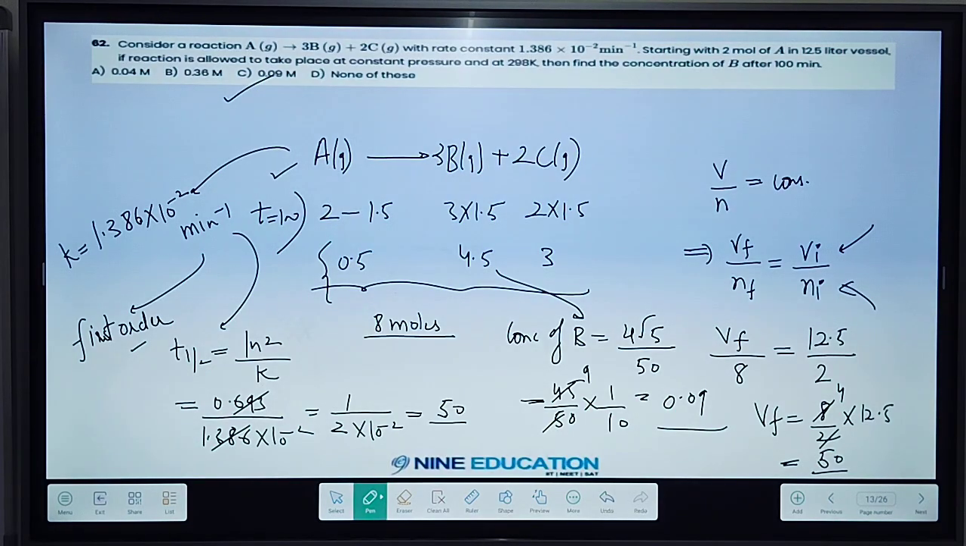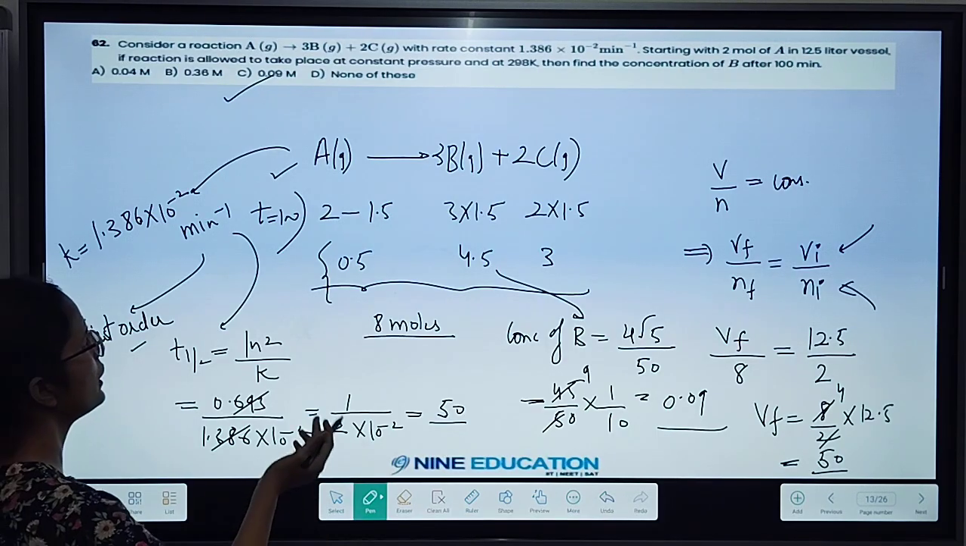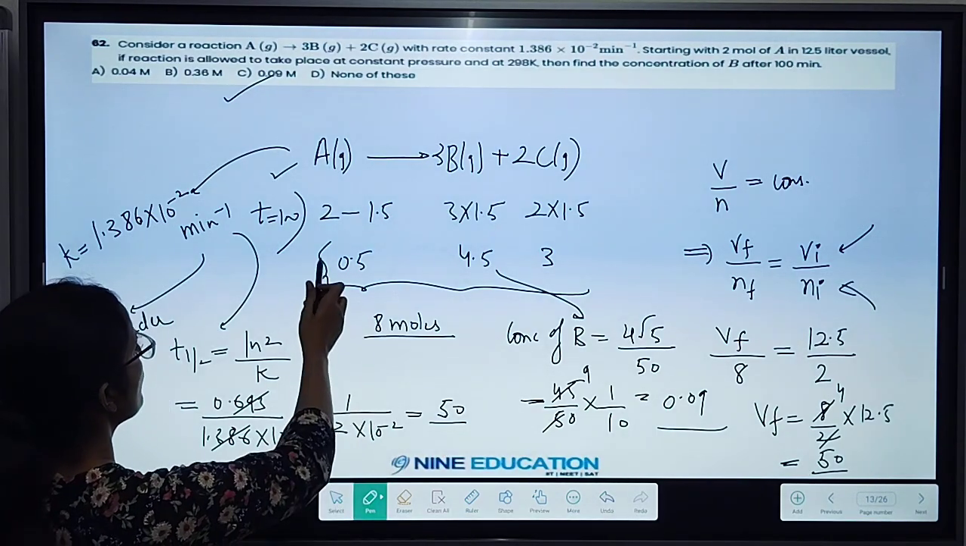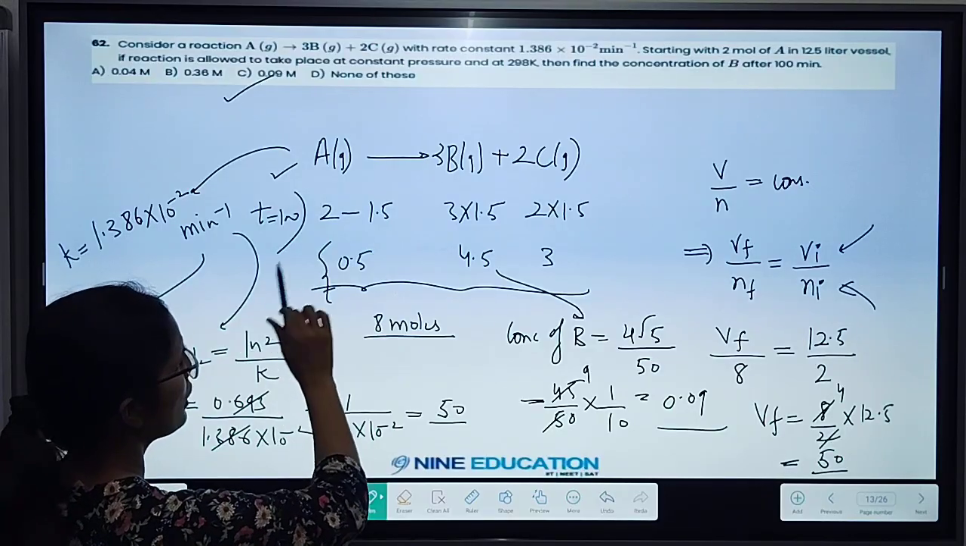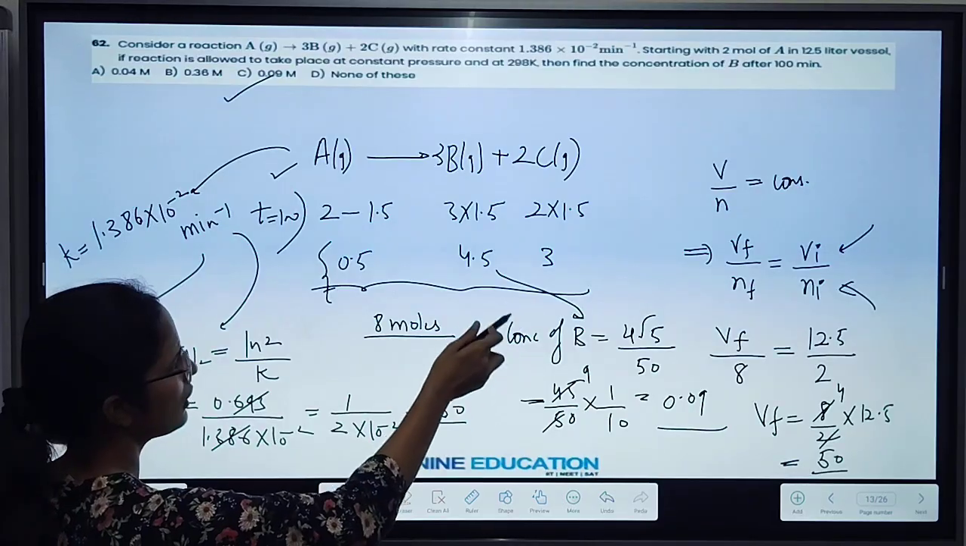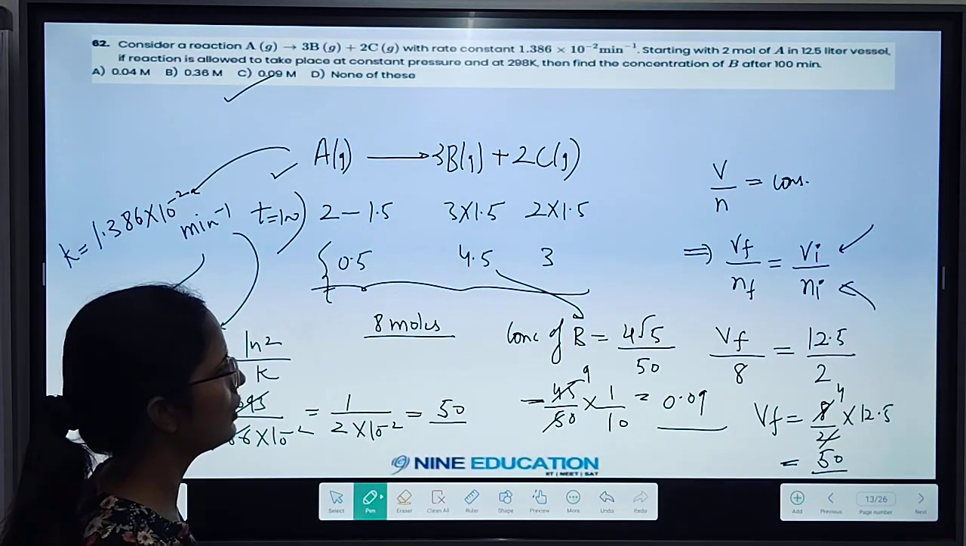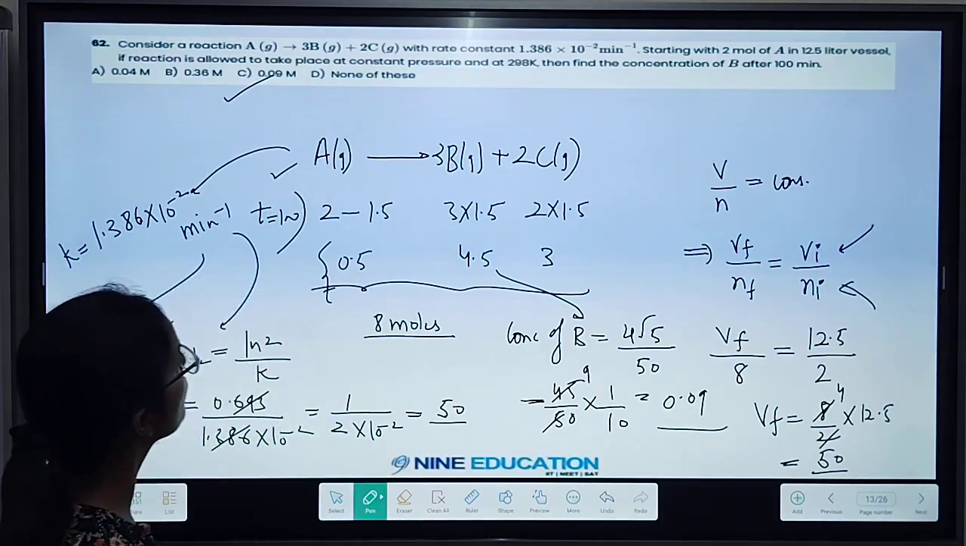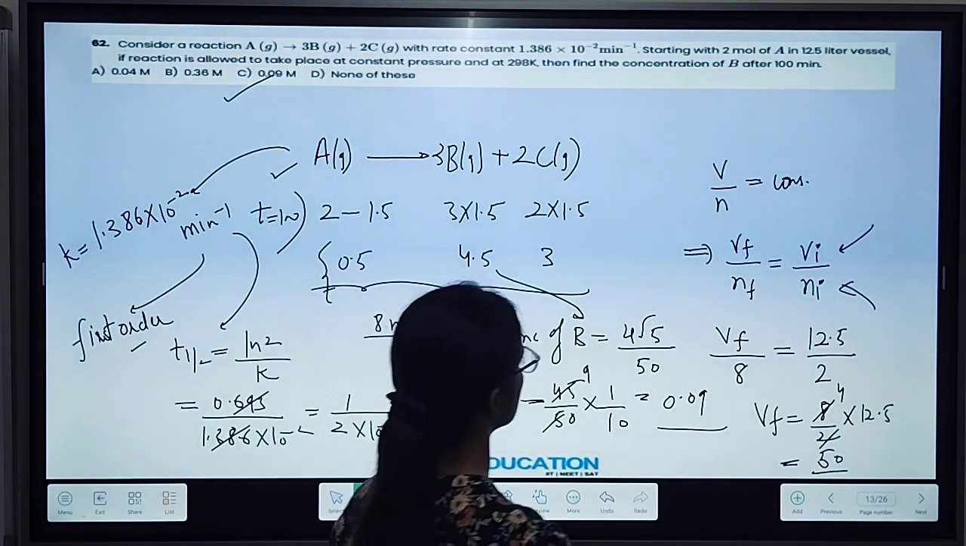Again, the key point for this question is that we need to understand the reaction as given, first order kinetics. First, simply get the idea of the half-life, so that we can understand what exactly the situation will be after 100 minutes. It is nothing but two half-lives, and we are left with 0.5 of A, and eventually we can get the amounts of B and C. Finally, after calculating V final, the concentration of B is 0.09 molar. That would be the final answer.